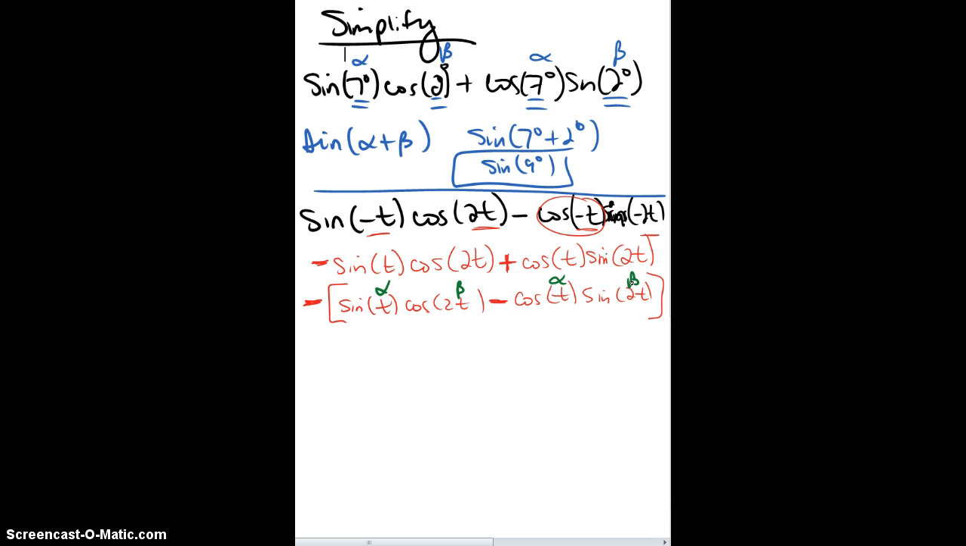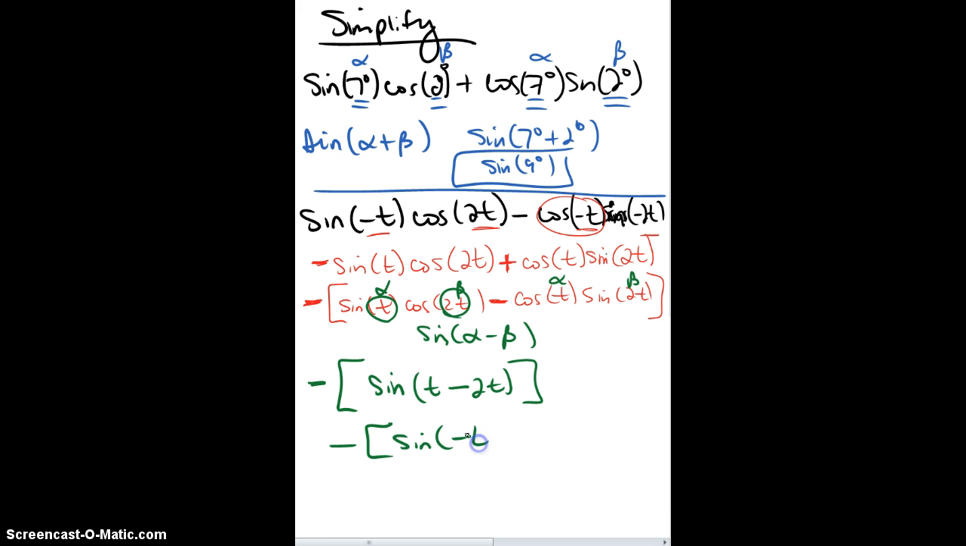Again, anytime you see sine, sine, cosine, cosine, things like that, you look for the trig identity that fits it. In this case, this part right here is sine of alpha minus beta. That's the trig identity it fits because it goes sine, cosine with a minus and then cosine, sine. So I have a negative up front, and I have sine of alpha minus beta. My alpha is t, minus my beta is 2t. And that negative just stays up front, and negative t.